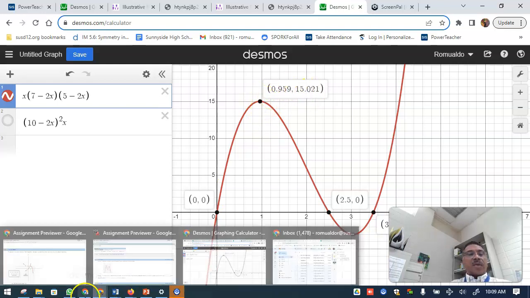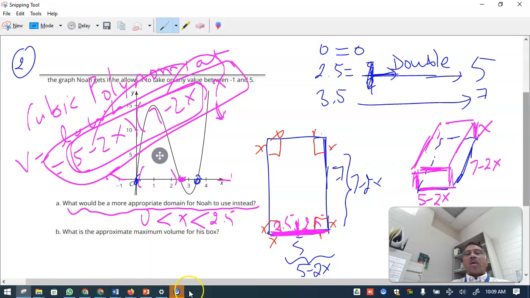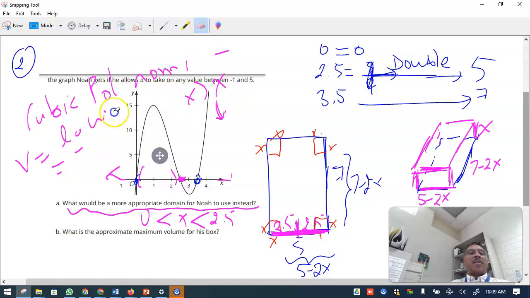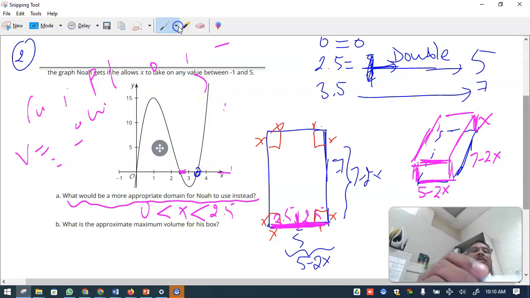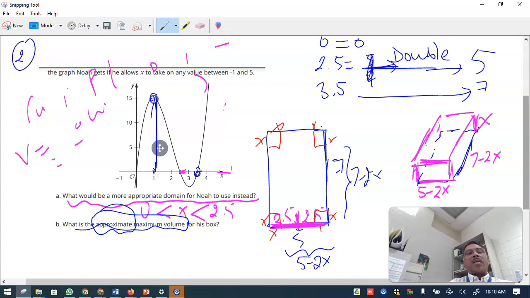But you're supposed to figure out the volume from the graph itself. So if I take this off here, and clearly, this part right here, see, it's at 1, almost 1. So what is the approximate? This speaks about approximate. So we say, okay, at 1 there is a maximum.